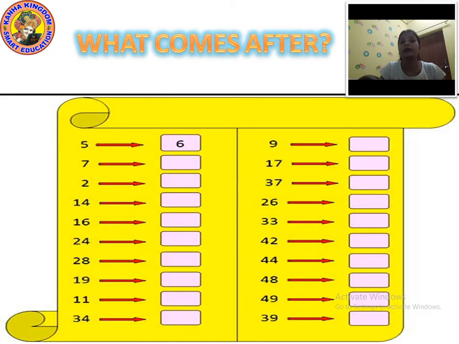Now let's find out. The next number is 14. So what comes after 14? Let's find out. Let's start counting from 11. 11, 12, 13, 14, and 15. See, after 14, 15 will come. So we will write here 15.